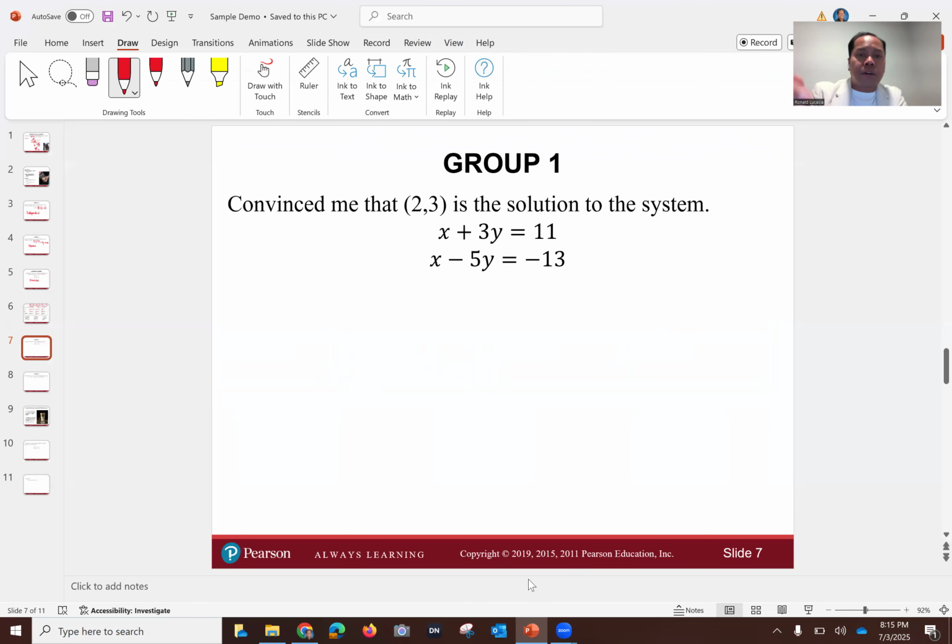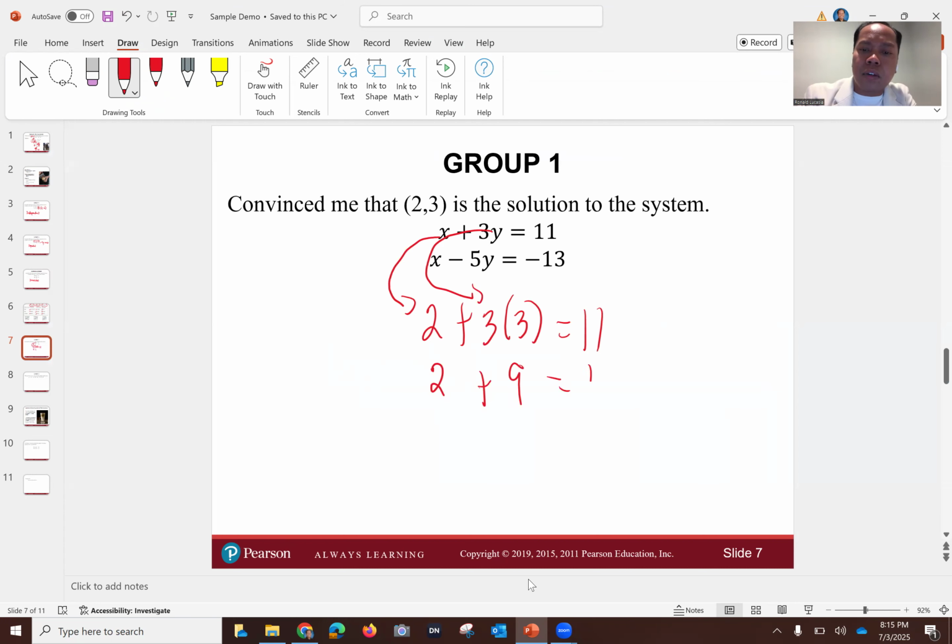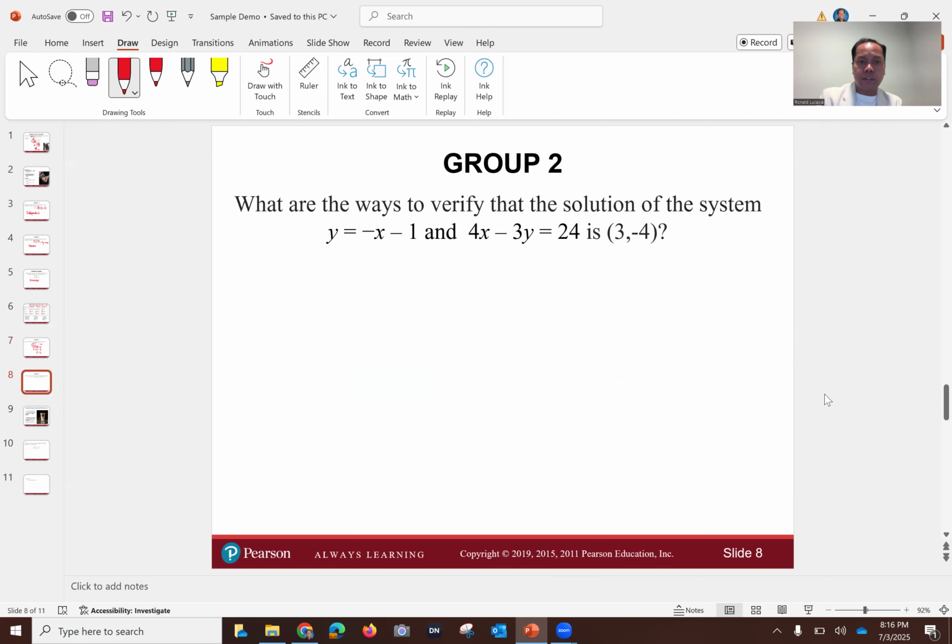That is correct. So if you're going to change x here as 2 and then change y here as 3, this is 2 plus 9 is equal to 11. This is 11 equals 11. It should also be true for the second equation to make it a solution to the system. Okay? Let's have the group of Jessa and Rebecca.